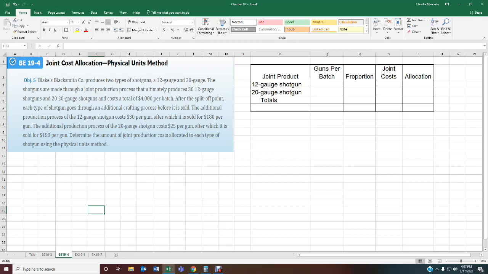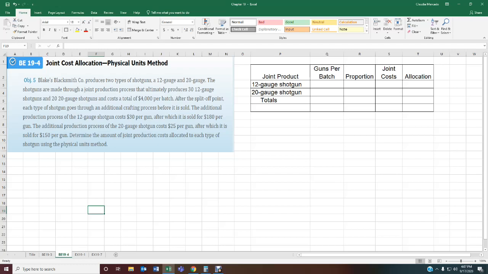Now, very important. Look at what they're asking. Determine the amount of the joint production cost allocated to each type of shotgun using the physical units method. Okay, so here the key is to determine the amount of joint production cost. How much did you spend in that joint production? I don't care what happened after, when we split it off into the crafting process. I don't care about that. I just care about when we were processing it in the batch.